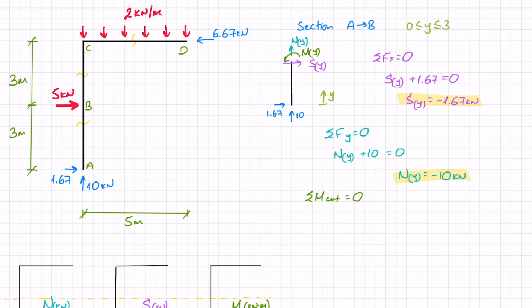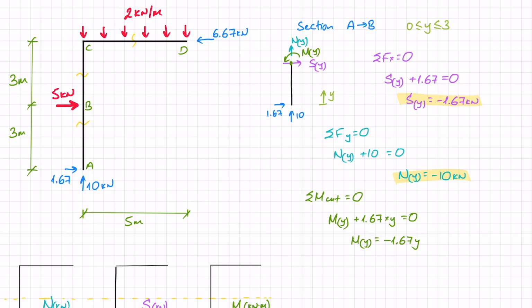I've got obviously that internal moment that I've just exposed, the one I need to find. The S and N pass through that point. The 10 also passes through the point that I'm looking at, right? This point here. And so the only thing contributing to moment is that 1.67, which is contributing a positive moment, so plus 1.67 times y. That depends on the distance, whether my cut has been done at 1 meter, 2 meters, or exactly at B, that equals 0. So M_y equals minus 1.67y.